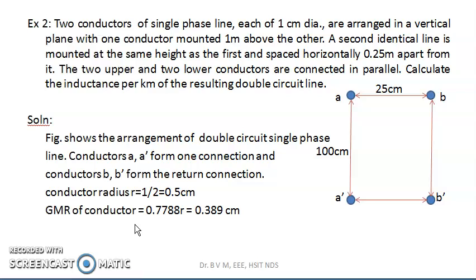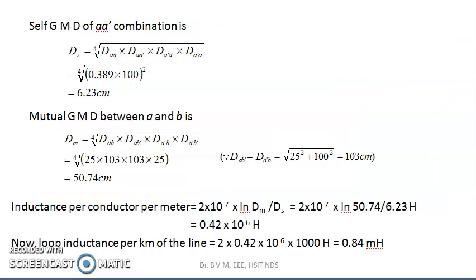So what is this given by? R dash is 0.7788 R. After substituting the value of R here, what we get is 0.389 centimeter. Okay, next we will calculate the GMD.